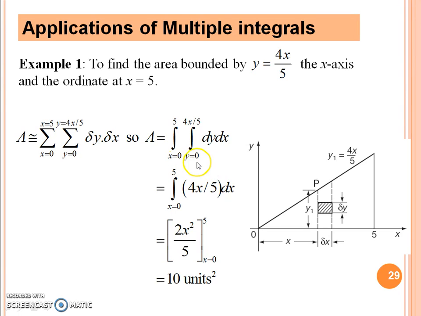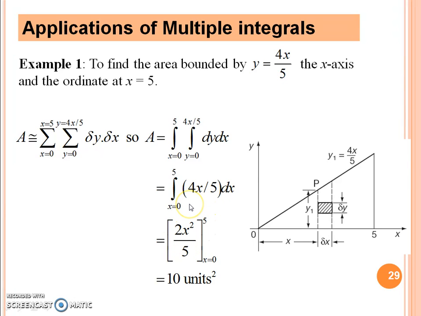So the area over the region is obtained by using a double integral. For that we consider a vertical strip here, and from that we find the limits. Here in the bounded region, x varies from 0 to 5, and the limits of y can be obtained from the ends of the strip PQ. At the lower end of the strip, y is equal to 0, and at the upper end of the strip, y is equal to 4x by 5. So these are the limits of y.